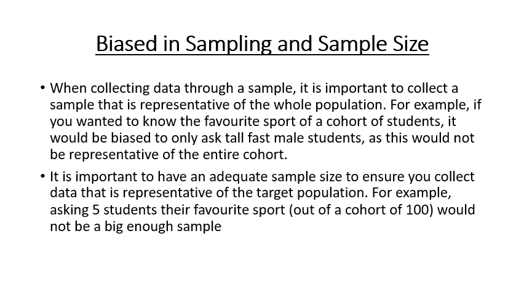Again, it's also important that the sample size is big enough. So for example, let's say that your cohort has 100 students. If you only asked 5 students what their favourite sport was, well, the sample wouldn't be big enough, so therefore that would be biased as well, and you wouldn't get an accurate representation of what the cohort thought.